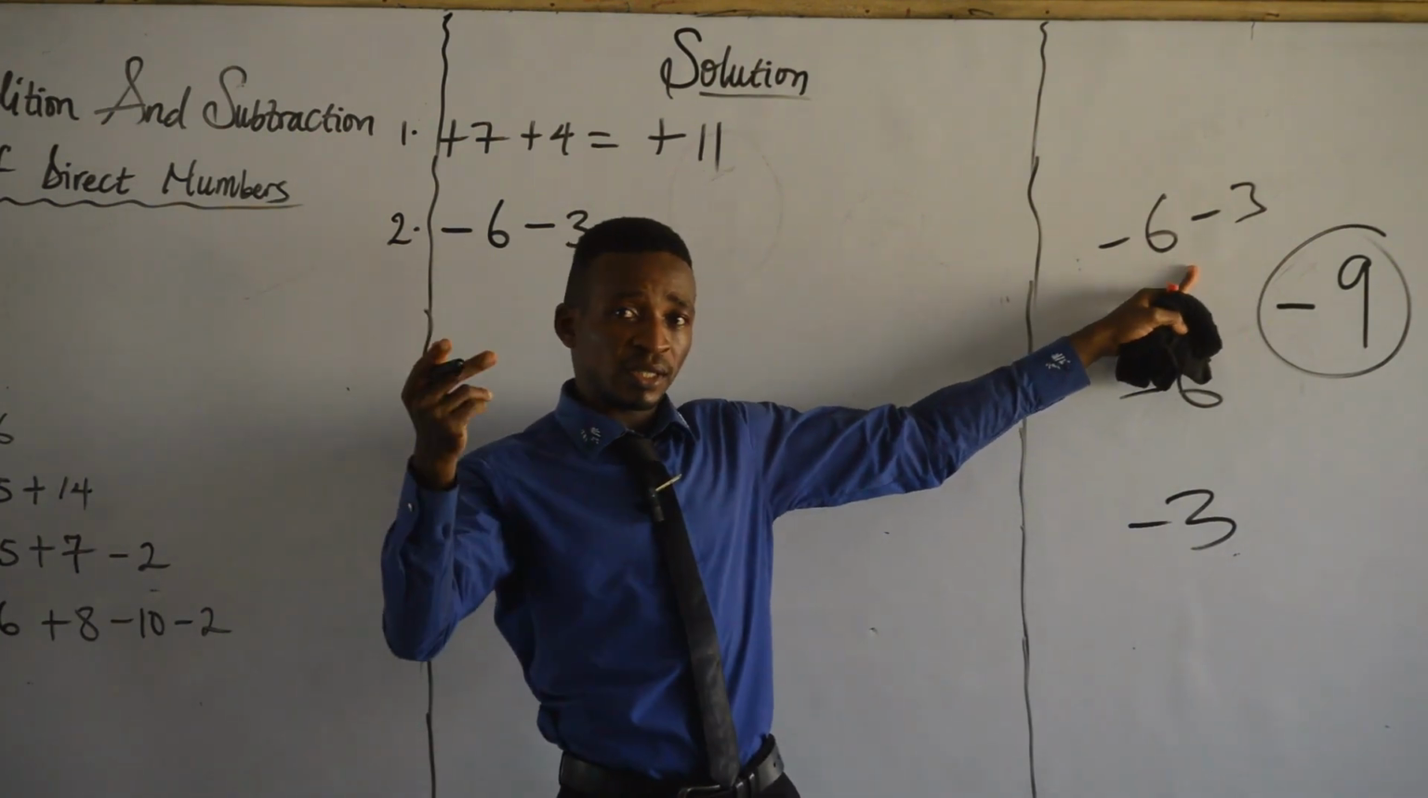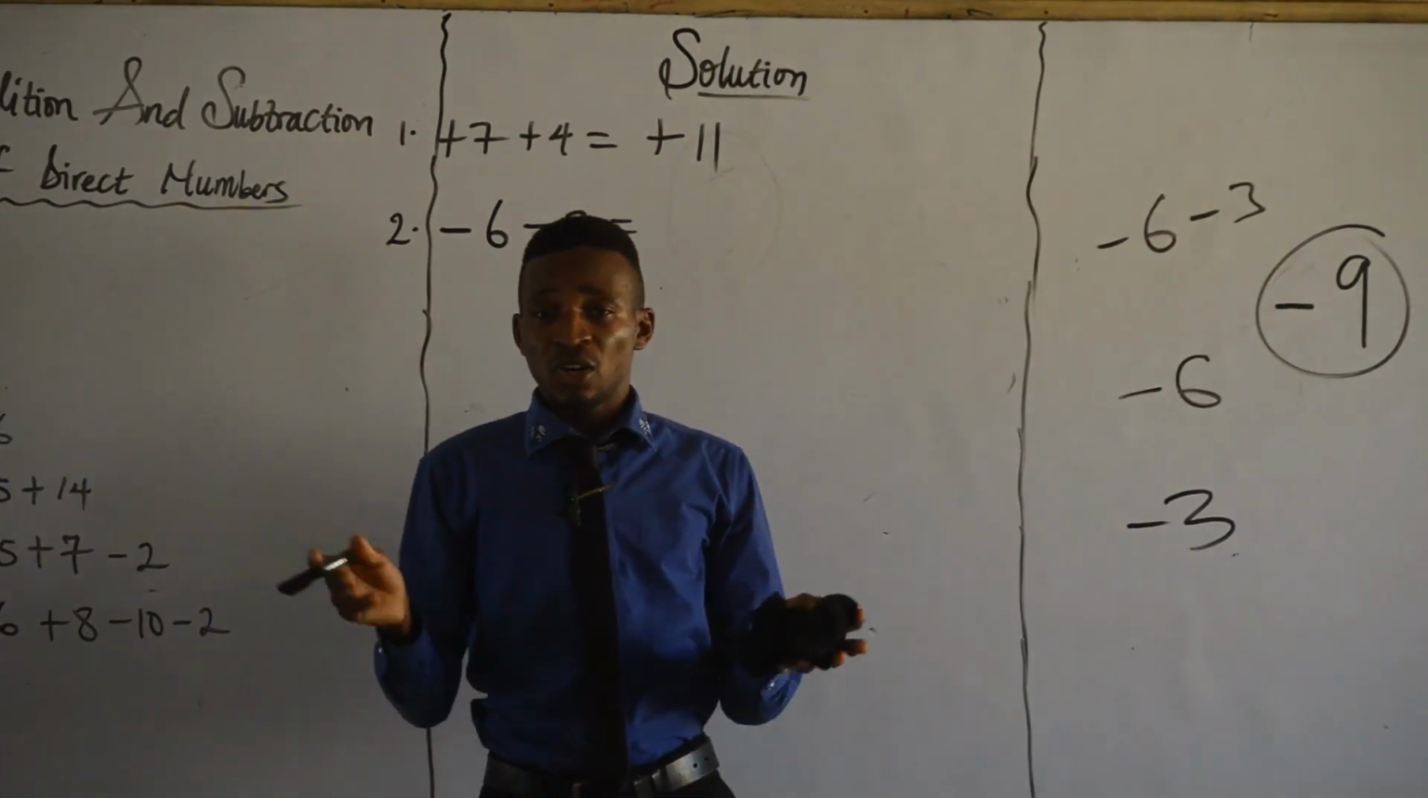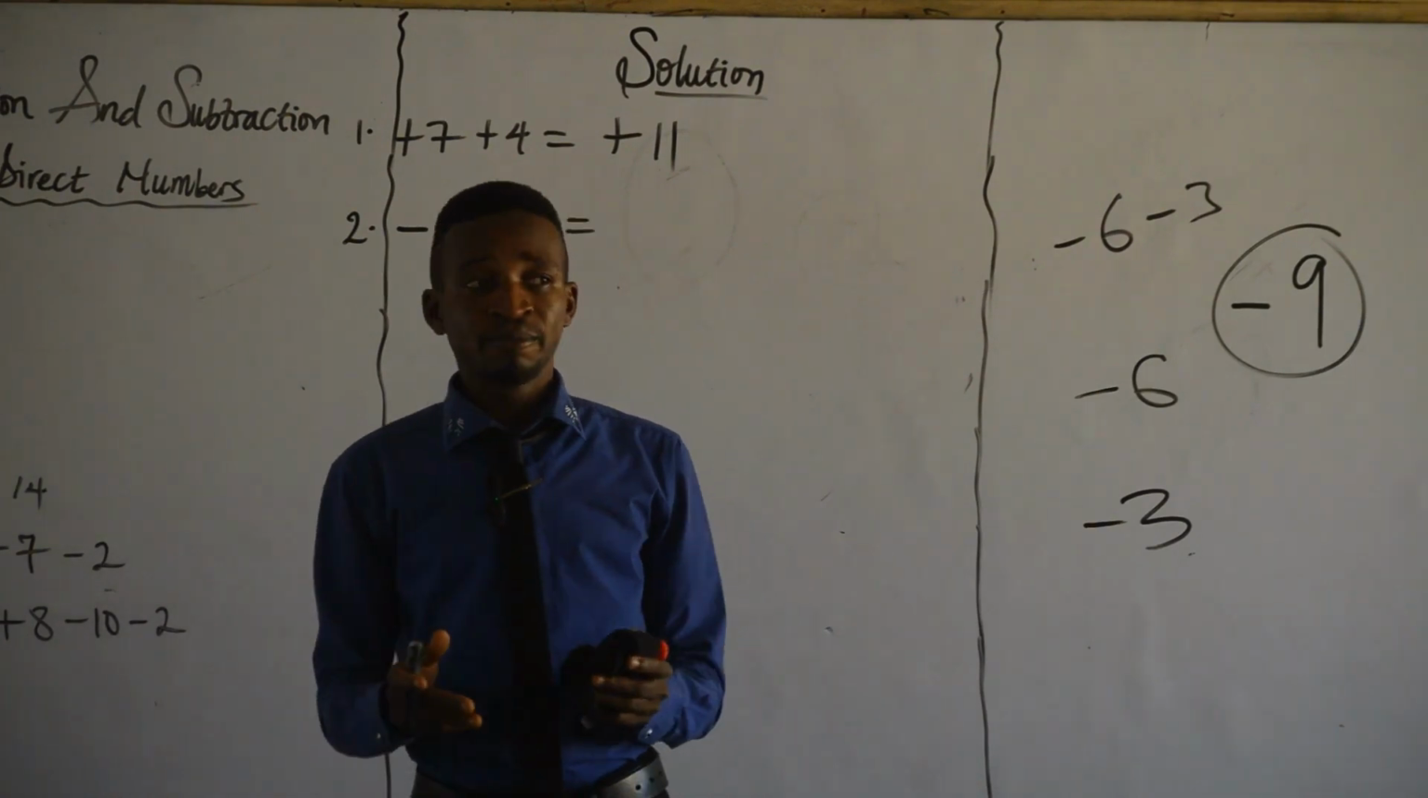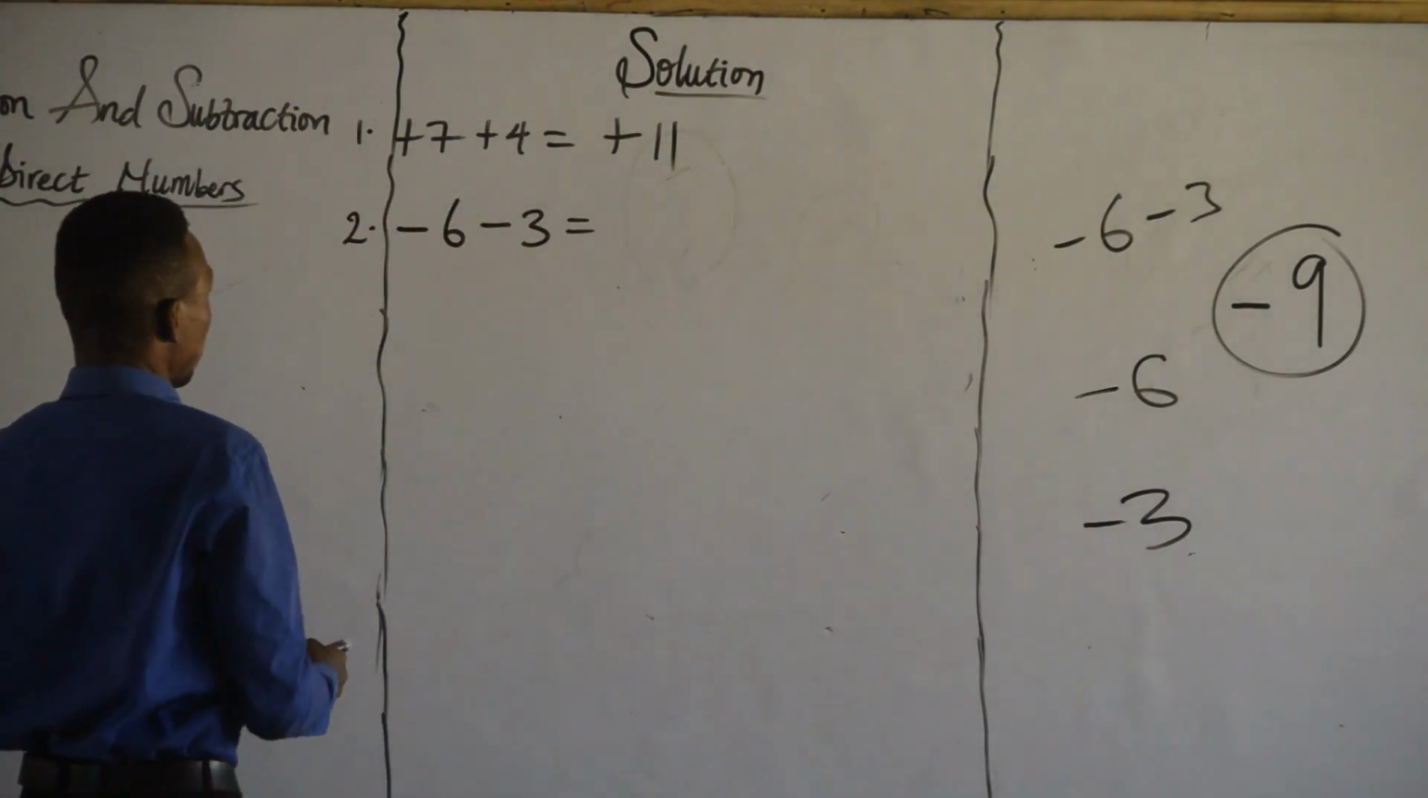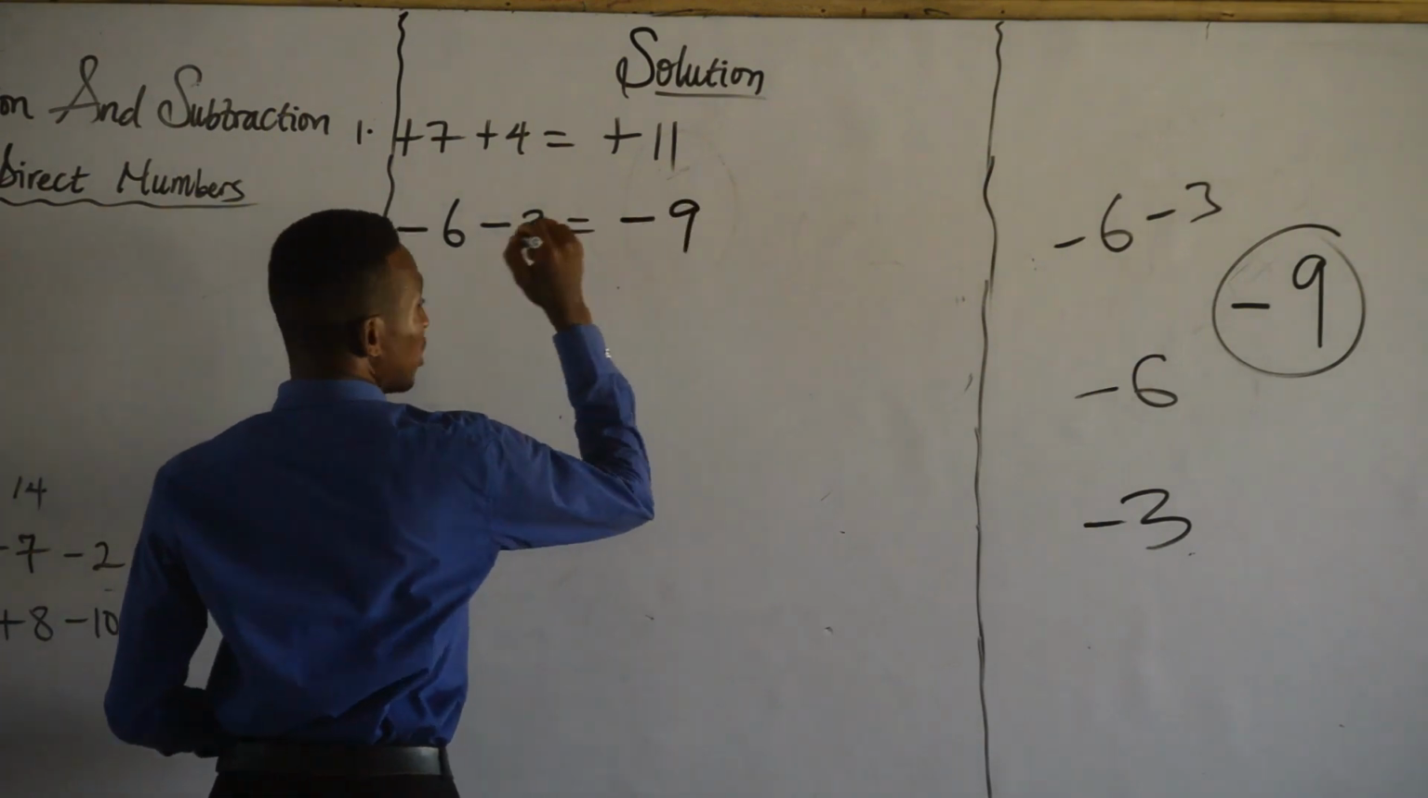To recap, minus 6 minus 3. Minus 6, you are owing 6 naira. Minus 3, you are owing 3 naira. Altogether, you are owing 9 naira. So that gives you the simple solution to that. So minus 6 minus 3 gives us minus 9.